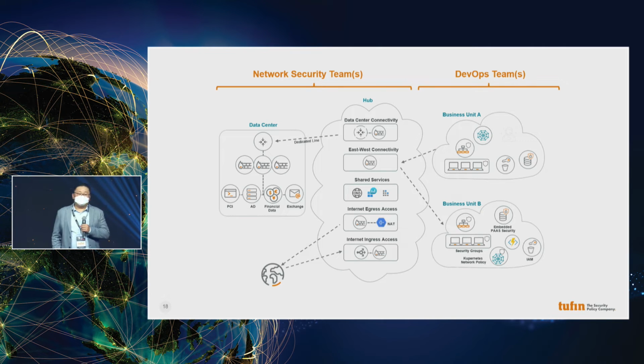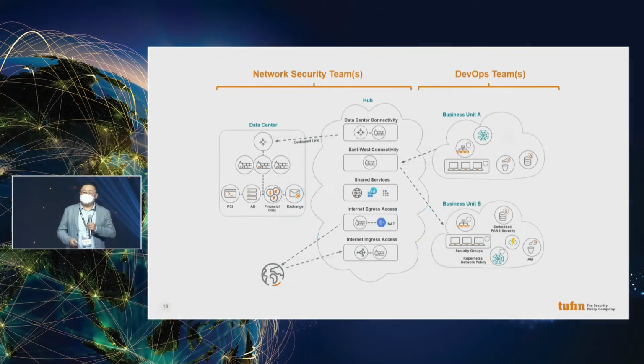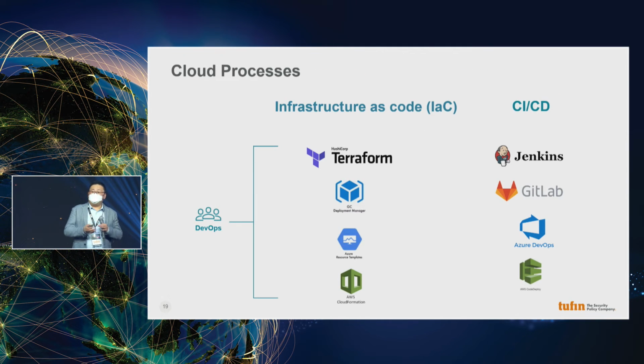The network security teams manage the data centers, right, and the hub, the connectivity between the cloud and the on-prem environment. And then the DevOps teams manage the resources in the cloud environment only. So you can see now there are two different teams managing these security policies. So it's very difficult to make sure that all these security policies are being enforced correctly and comply with the organization requirements.